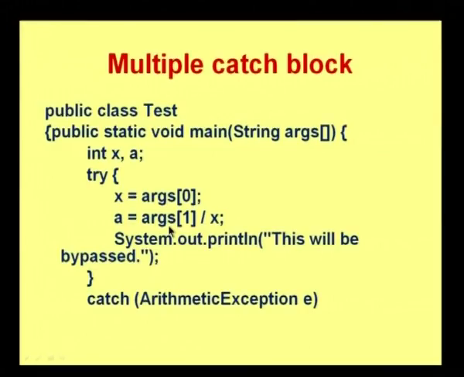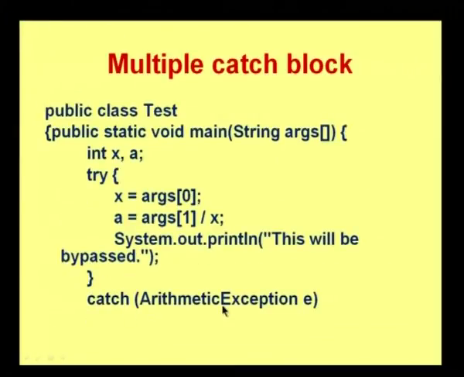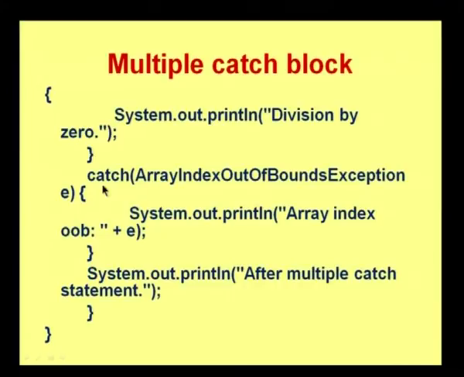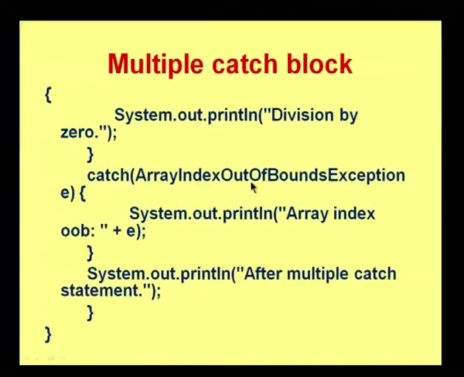So here is an example. Public class Test, the same example that we have seen. Here you can see args. I am trying to take the command line arguments. args[0] is considered as the value for x and args[1] is considered as the value for a. So here you can see that you have an ArithmeticException being caught and then an ArrayIndexOutOfBoundsException being caught, because I am trying to access the string array, which is nothing but my command line arguments.